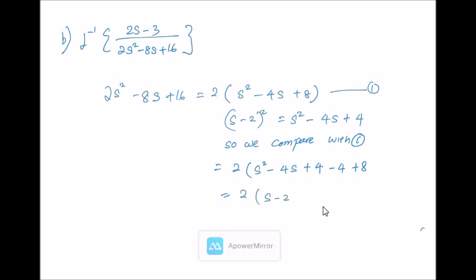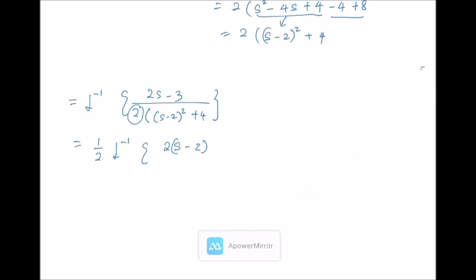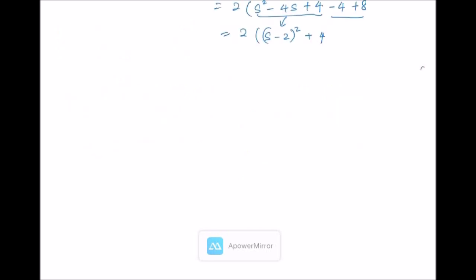Alright. So this will be equivalent to s minus 2 squared plus 4, because this part already changed to here. And then minus 4 plus 8 is equal to positive 4. So now I rewrite it again. So you get inverse Laplace transform of 2s minus 3 divided by s minus 2 squared plus 4.